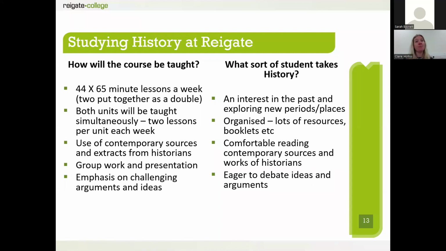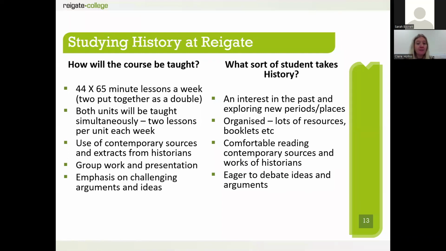And you would have a separate teacher for each unit. So you'd have your Cold War lessons with your Cold War teacher and your British Empire lessons with your British Empire teacher, or your Tudors teacher and the French Revolution teacher there. So that kind of runs alongside each other quite separately in these double lesson blocks every week.